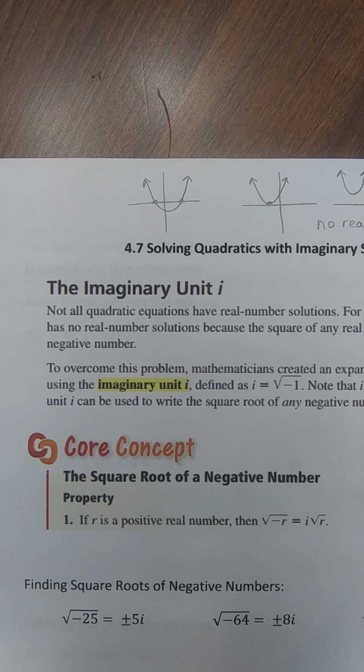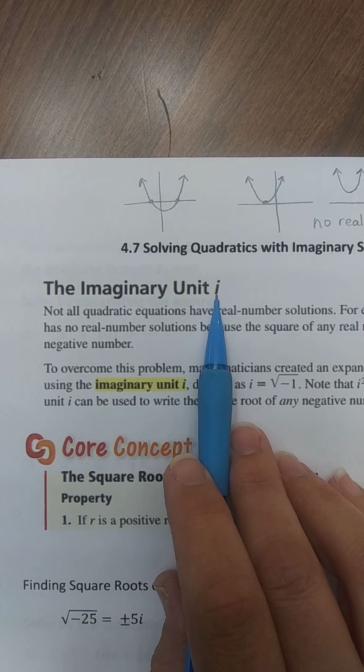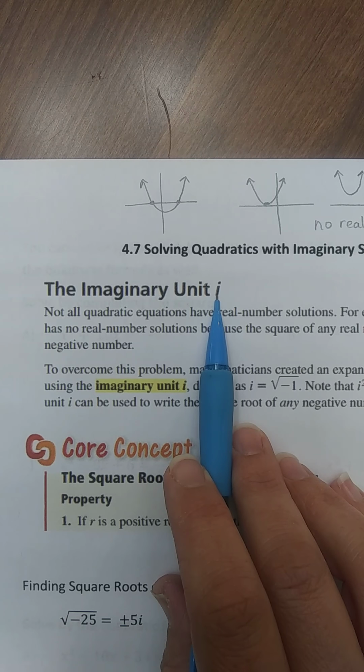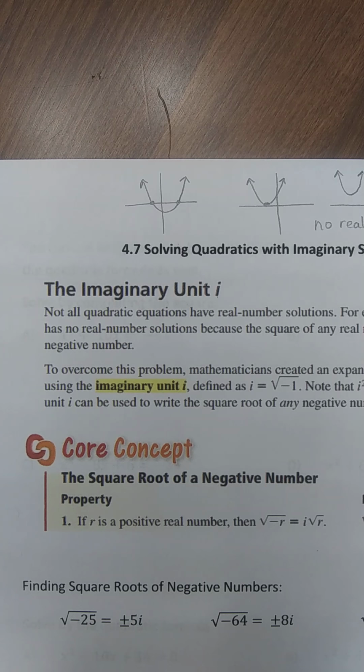So the imaginary number is just i. It looks like any old variable, like an x or an a or any other one. It's just going to have to be an i. It's what we're going to use when we have no real number solution.